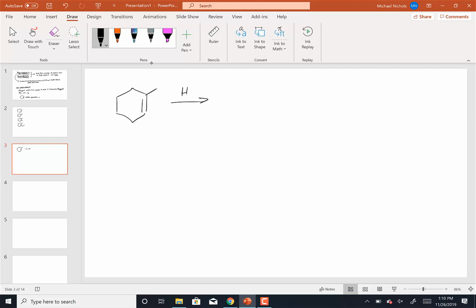HBr, okay? All right, so if we add HBr to this double bond, how many possible products do we have? Well, I could add the H to the top carbon and the Br to the bottom carbon, or I could add the Br to the top carbon and add H to the bottom carbon. All I've done here is write what products? The Markovnikov and the anti-Markovnikov product.